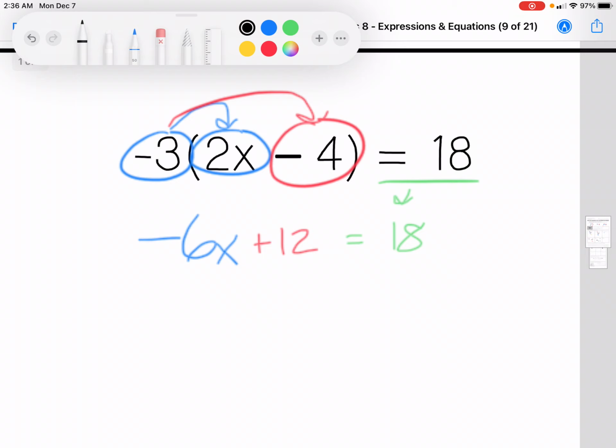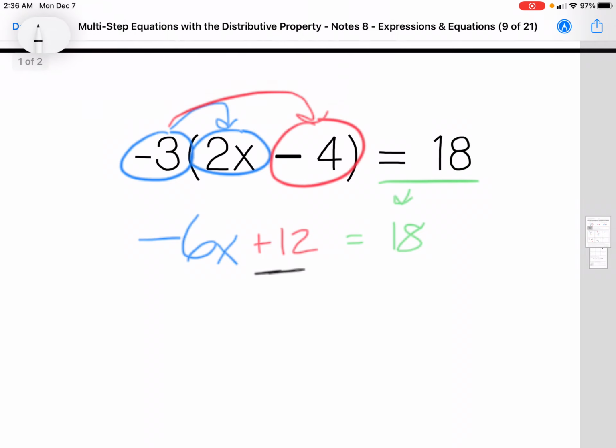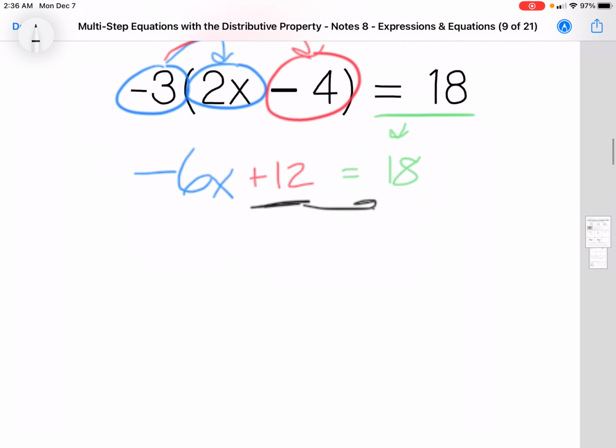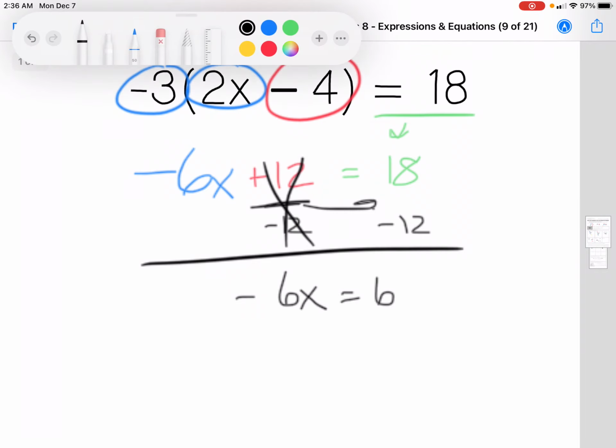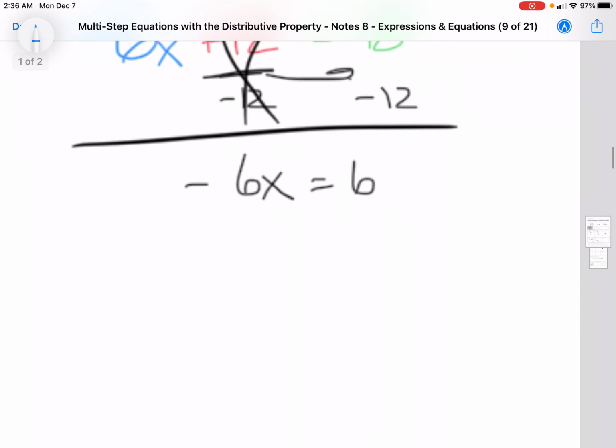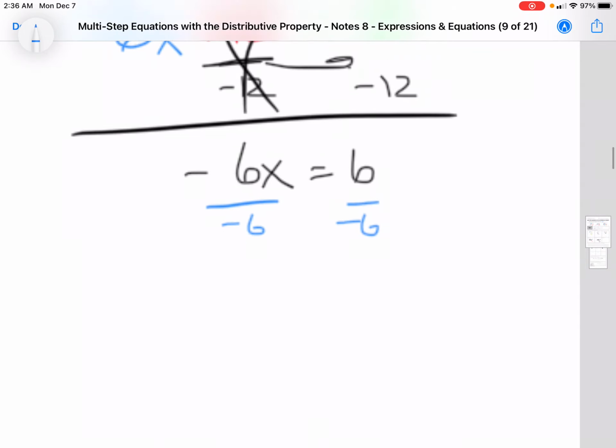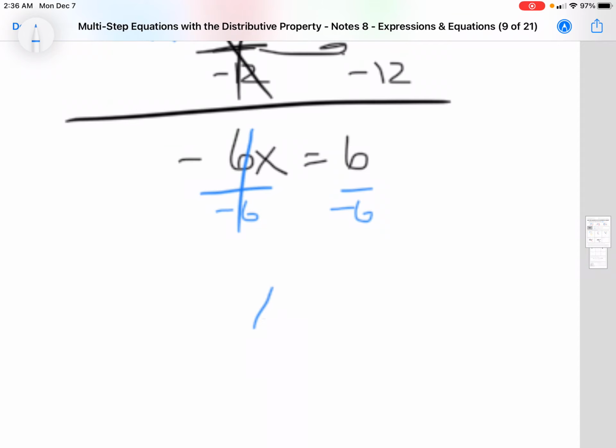If you're telling me right now in your head that I've got to take this 12 to the other side, you were right. That's a great job. And if you're thinking in your head right now that you've got to subtract 12, you're even smarter than I thought, I tell you. All right, let's get rid of those. You're left with negative 6x equals 6. And if in your head right now you're telling me this answer is going to be negative 1, you're so smart. You're left with x equals -1.